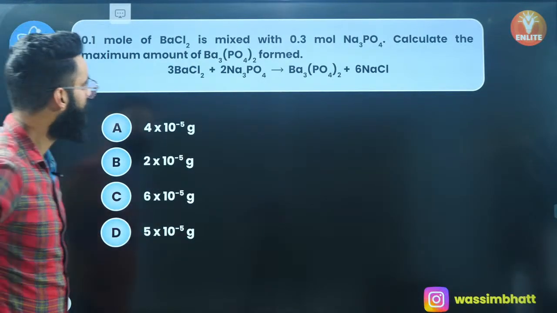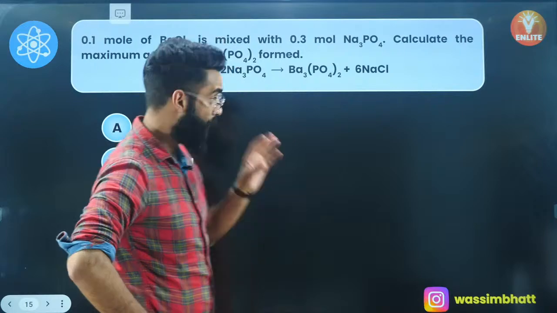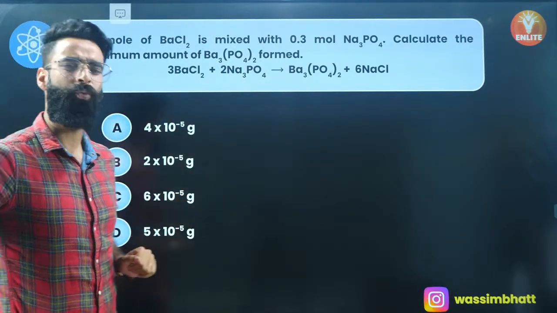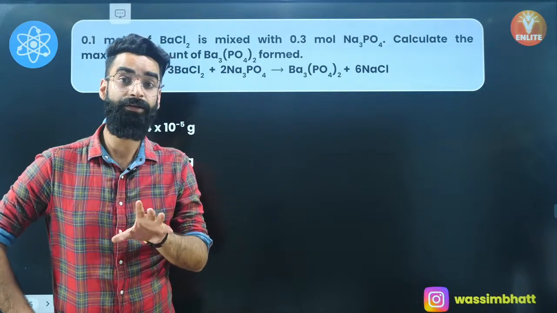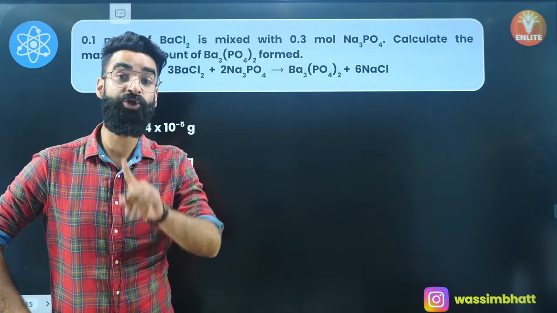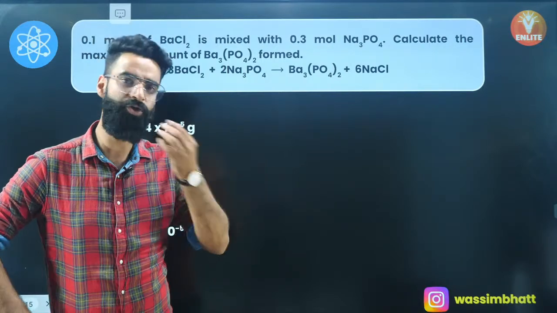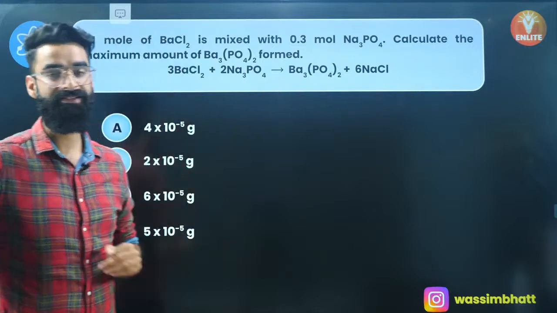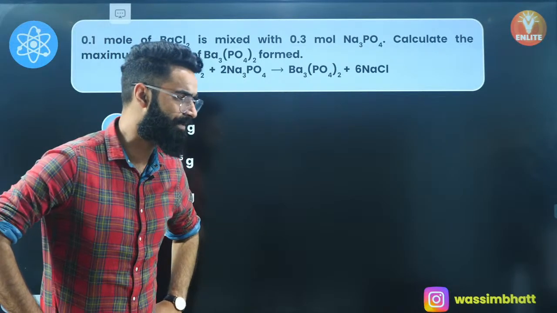Okay. This is one more question which you need to solve, and the question is based on the limiting reagent concept. If I ask you what a limiting reagent actually is: the limiting reagent is that reactant which gets completely consumed first in the reaction. That reactant which gets completely consumed during the reaction, that too first, is what we call the limiting reagent. And how do we solve questions based on the limiting reagent?